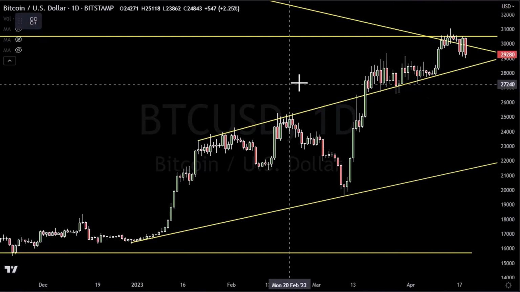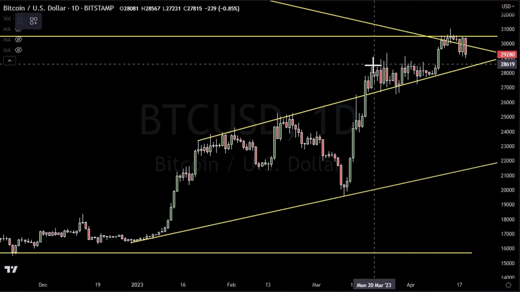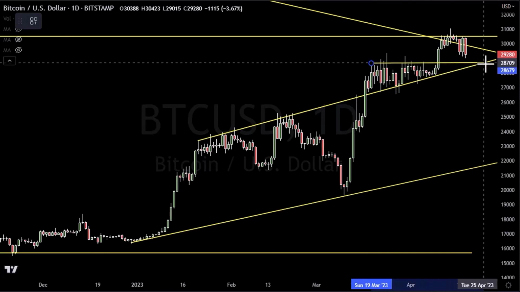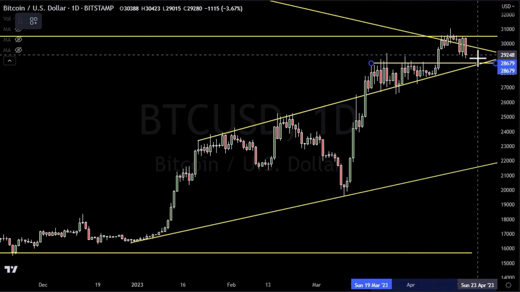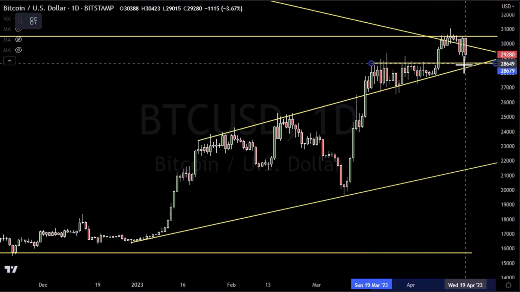And in addition, if we look at this area right here, let's just say we draw that line in from 28,700. Remember, 28,700 was our big resistance here before we broke above it. Look at how these two lines are converging.